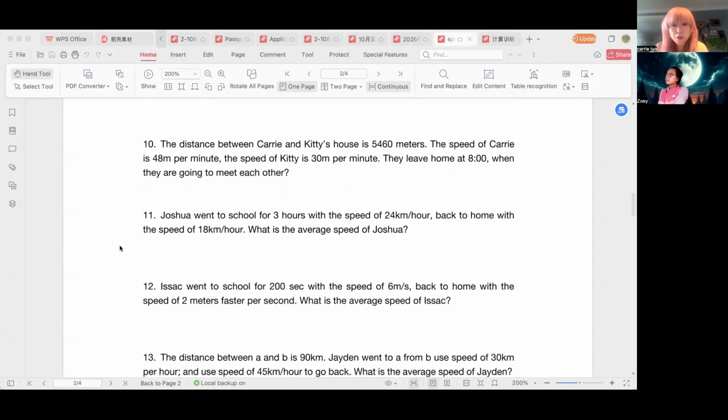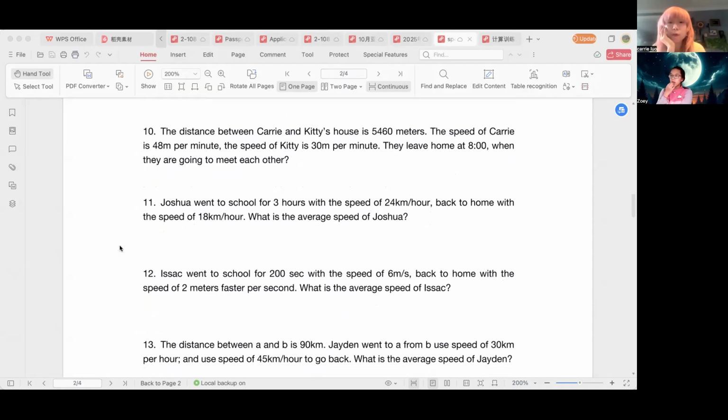Okay, number 11. Joshua went to the school for 3 hours with the speed of 24 kilometers per hour, back home with the speed of 18 kilometers per hour. What is the average speed of Joshua? How do we calculate average speed? Do you still remember? Not really. I'll think about it.